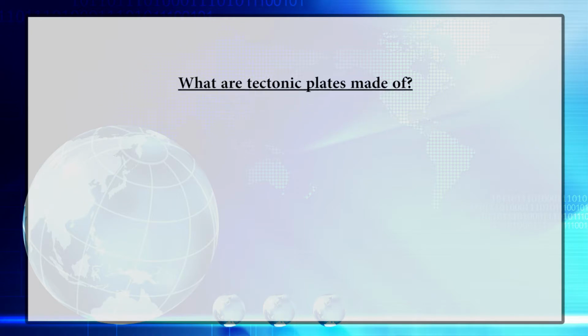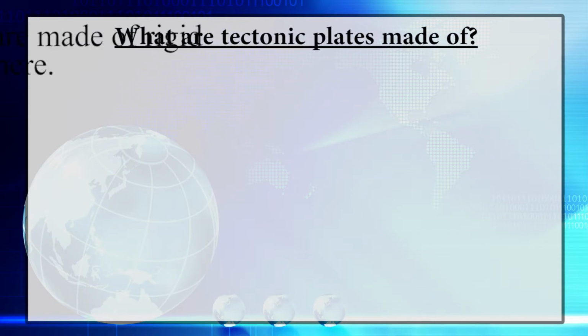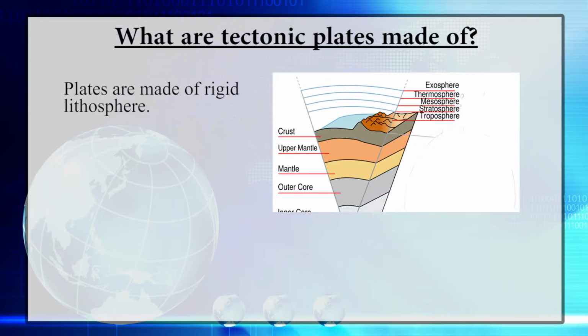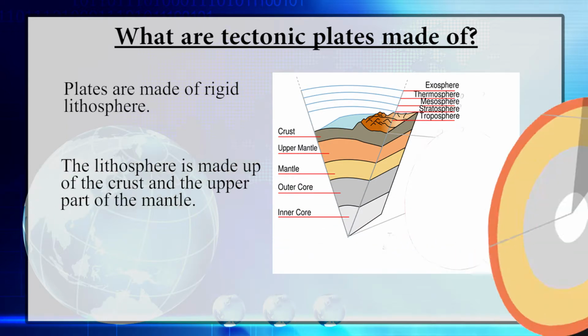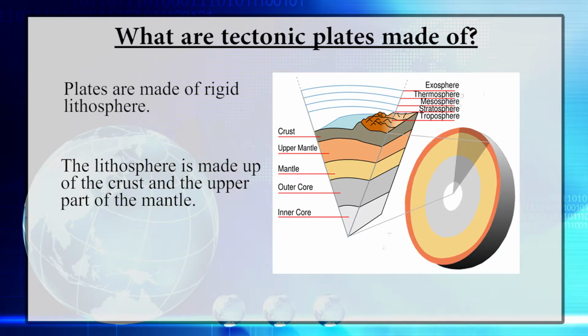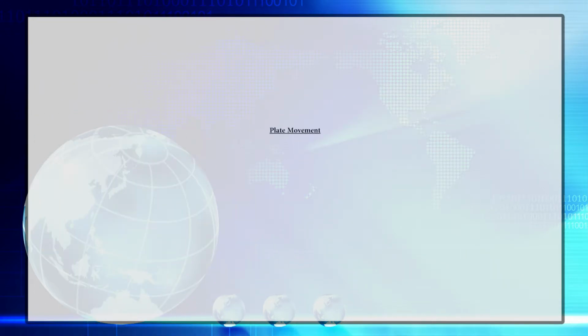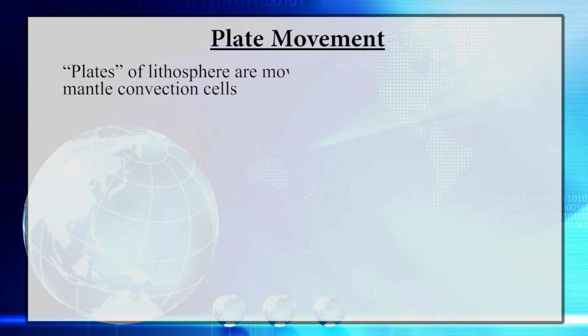And what are tectonic plates made of? Actually, the plates are made of rigid lithosphere. Lithosphere is made up of crust and upper part of the mantle. And now, what about the plate movements?